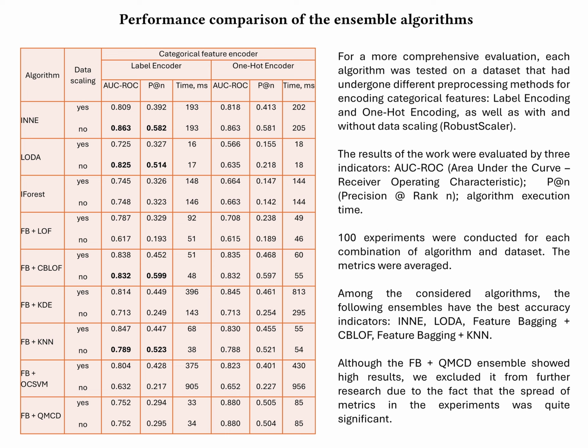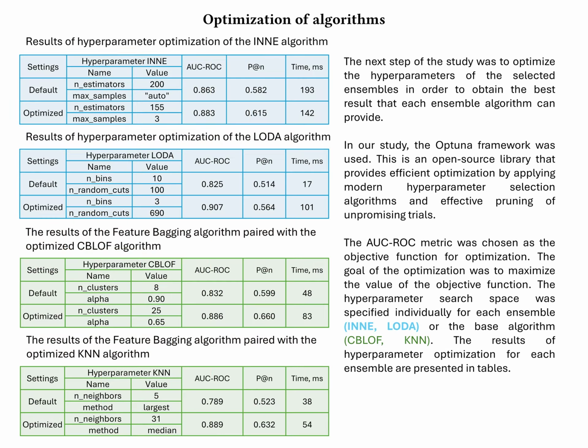The metrics were averaged. Among the considered algorithms, the following ensembles have the best accuracy indicators: INNE, LODA, feature bagging plus CBLOF, feature bagging plus KNN. Also, the FB plus QMCD ensemble showed high results. We excluded it from further research due to the fact that the spread of metrics in the experiments was quite significant. The next step of the study was to optimize the hyperparameters of the selected ensembles in order to obtain the best result that each ensemble algorithm can provide.